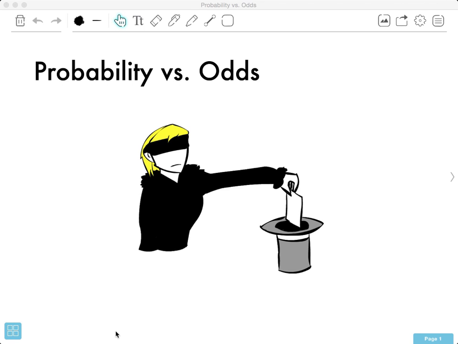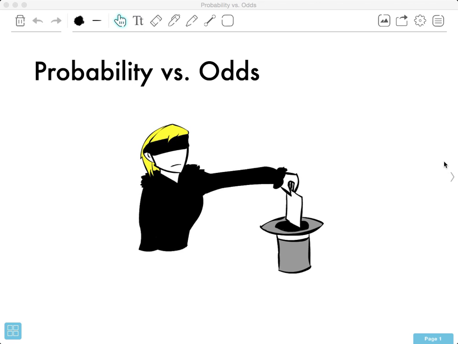Today we're looking at probability versus odds. This is a video for people really in both Essential Math 40S and Applied Math 40S. You're both going to be looking at probability and odds and converting one to the other.